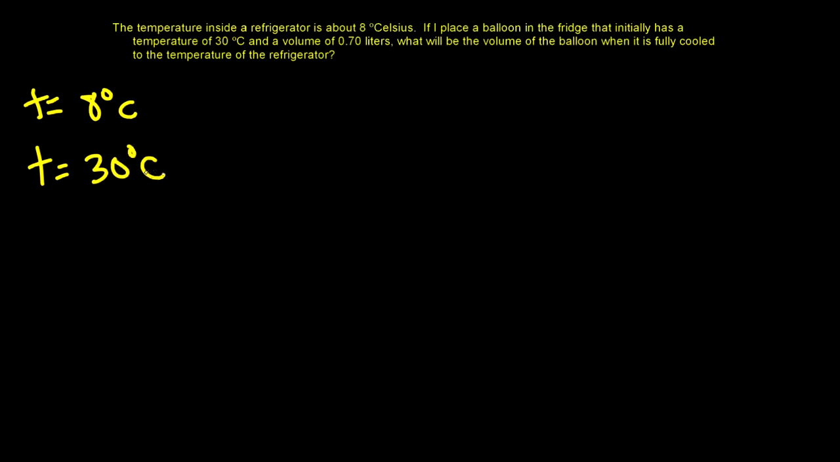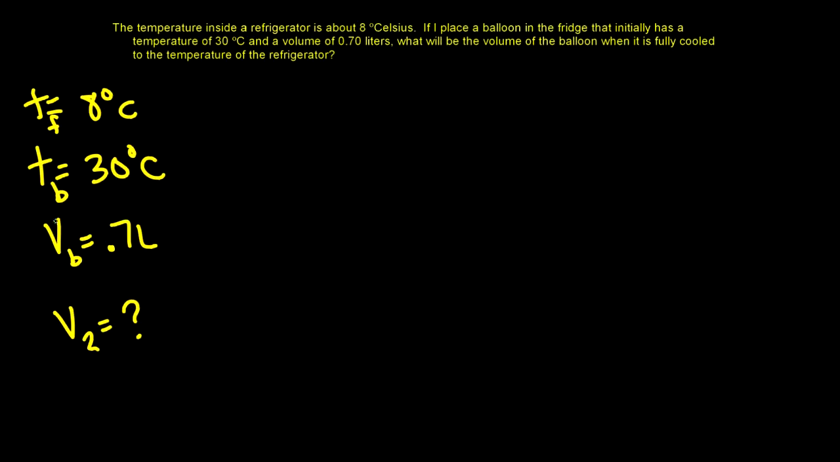Now I need to label these two temperatures. So this 8 degrees is the temperature inside the fridge, so I'm going to call this TF for temperature fridge. And 30 degrees is the temperature of the balloon, so I'm going to call that TB, just for now. And it has a volume of 0.7 liters. So the volume of that balloon is 0.7 liters. What will be the volume of the balloon when it is fully cooled to the temperature of the refrigerator? So I'm looking for a new volume, that second volume.